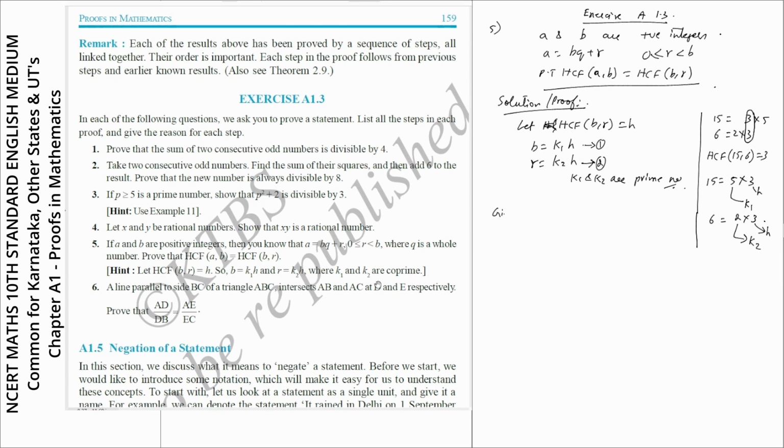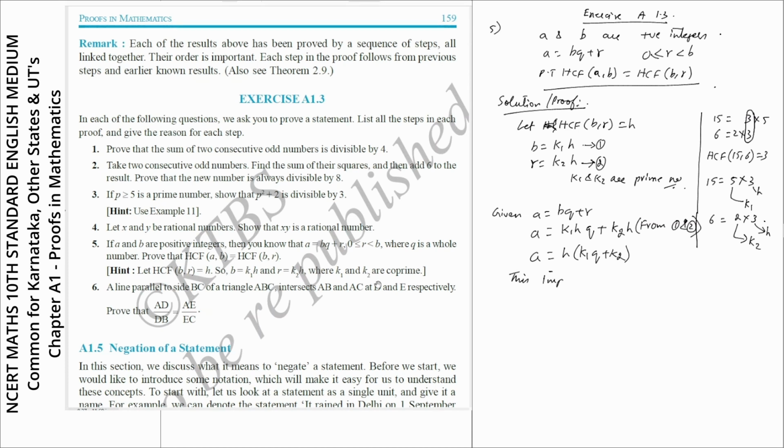Now given a is equal to bq plus r, this is given. Now I'll substitute b is k1 times of h, so k1 times of h into q, plus r is k2 times of h. How I got this? From equation 1 and 2. Now here I can take h common factor, so I am left with h times of k1 q plus k2, and this is equal to a. Now what this implies? This implies that h is a factor of a.